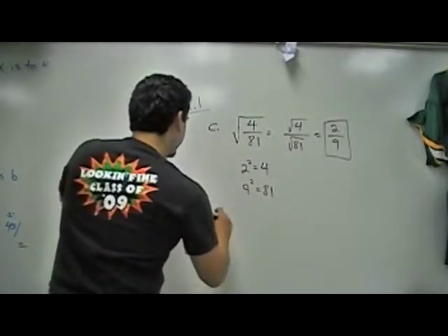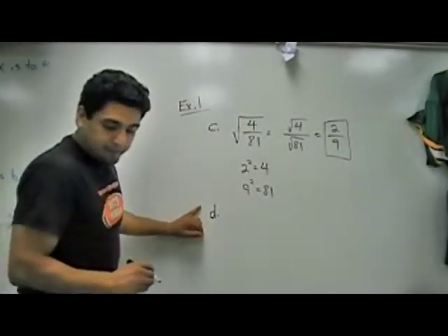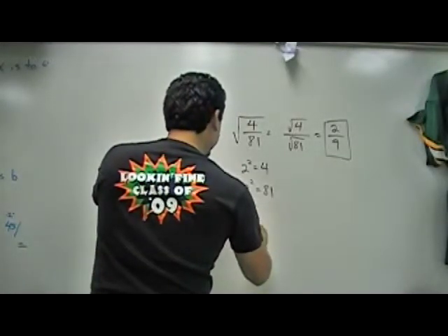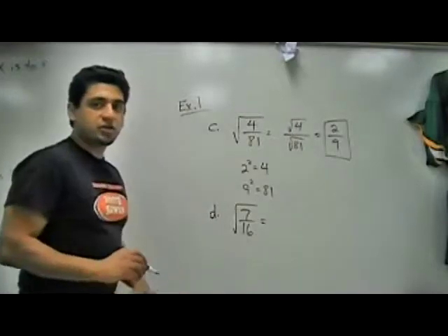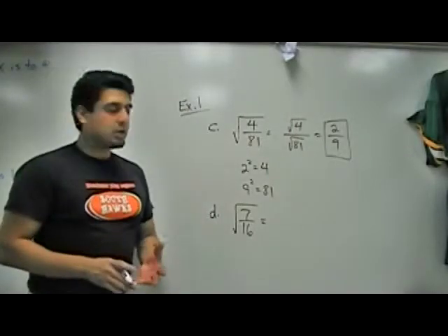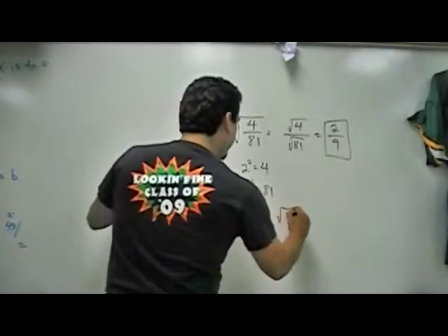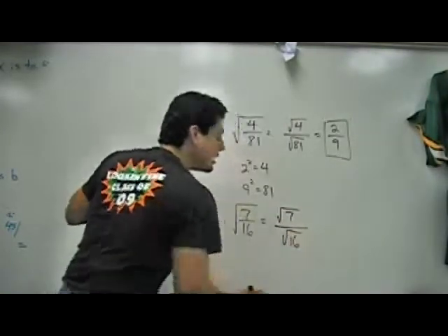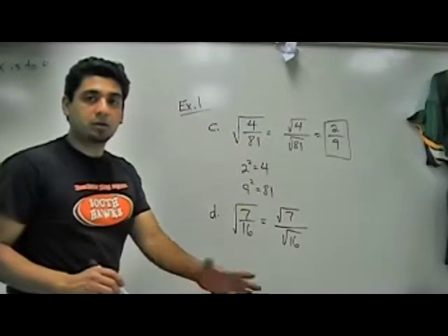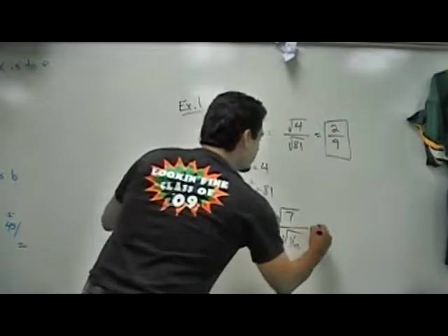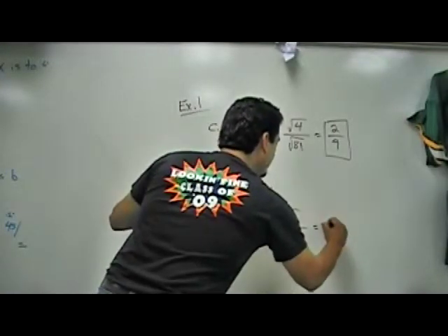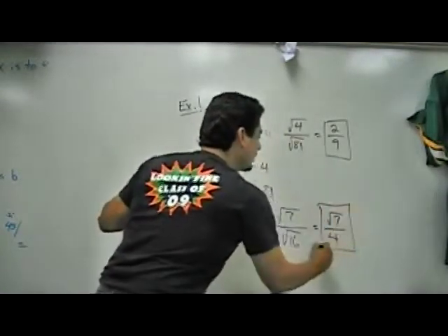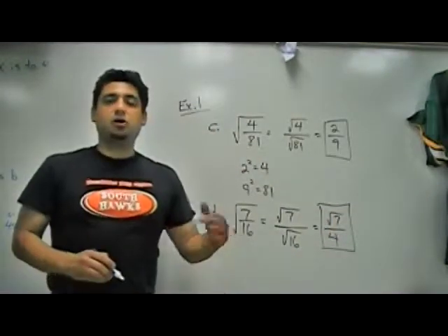Now, how about the next one, letter D? Letter D is very similar to that one, which says the square root of 7 over 16. Now, in this case, you can't do anything with the 7. So when you separate it, which is the square root of 7 over the square root of 16, the only one you can work is the bottom part, the denominator. So the square root of 16 comes out to 4. So there's your result, the square root of 7 over 4.